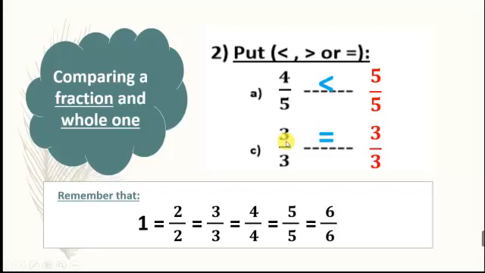Next one, 3 over 3 and 1. We are going to put 3 over 3 instead of 1. Why we choose 3 over 3? Because we have here a denominator 3. So they are the same, or they are equal.